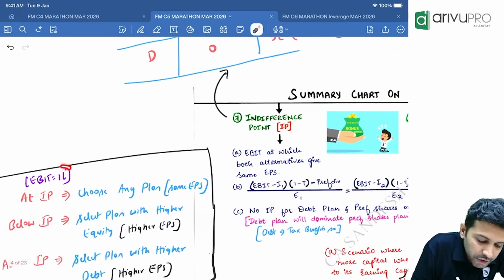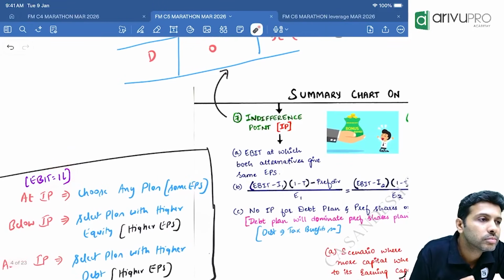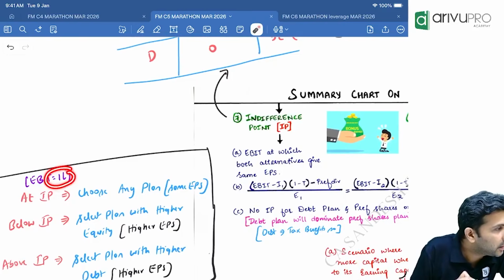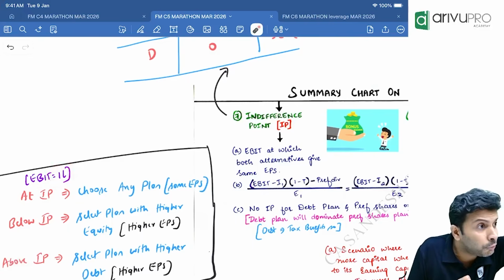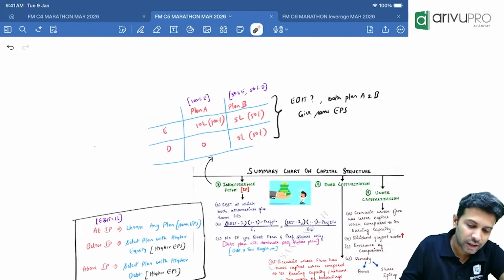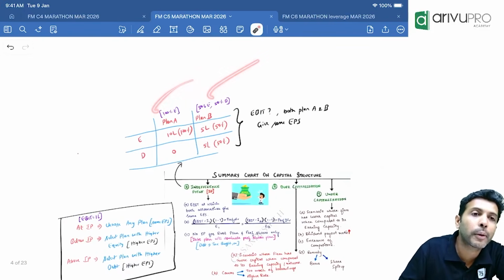What is the indifference point EBIT I have assumed? 1 lakh. Okay, sir. This is the ideal number. If EBIT is 1 lakh, you can go for plan A or you can go for plan B.